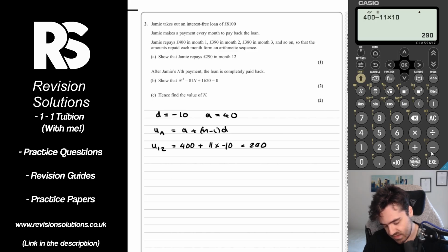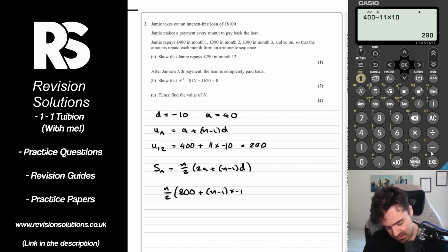Then it says, after Jamie's nth payment, the loan is completely paid back. Show that n squared minus 81n plus 1620 equals 0. Well, that means in total he must have paid the full amount of the loan, and that's going to be the sum of all his payments. So the Sn formula, the sum of n terms formula, is n over 2 times (2a plus (n minus 1)d). Utilizing that, it would be 2 lots of 400, that's 800, plus (n minus 1) times minus 10, and all of that must equal 8,100.